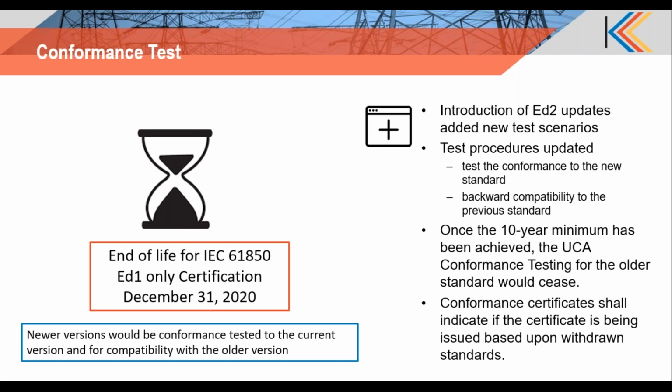As you know, Edition 2 introduced a lot of new test scenarios. So for this, the test procedures are updated with additional test cases to test the conformance of the new standard. And also it has got a lot of test cases specifically to check the backward compatibility to the previous standard. So whatever is the case, after 2020, December 31st, there will be only 61850 Edition 2 testing offered by UCA test houses, and you have to ensure that your implementations are updated or migrated to Edition 2.